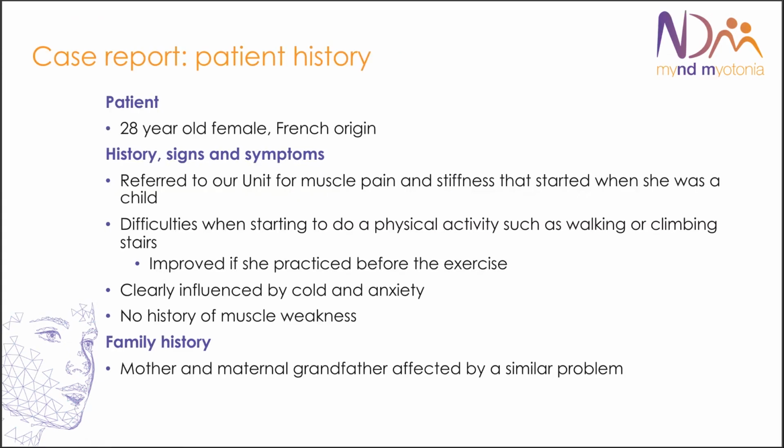So I would like to explain another case just to illustrate a different story. This is a 28-year-old female of French origin that was referred to our unit for muscle pain and stiffness that started when she was a child. She had difficulties when starting a physical activity, such as walking or climbing, that were clearly influenced by cold and also by anxiety, and that improved if she practiced before the exercise. There was no history of muscle weakness, and in the family, the mother and the maternal grandfather were affected by a similar problem. So a clear dominant inheritance pattern.